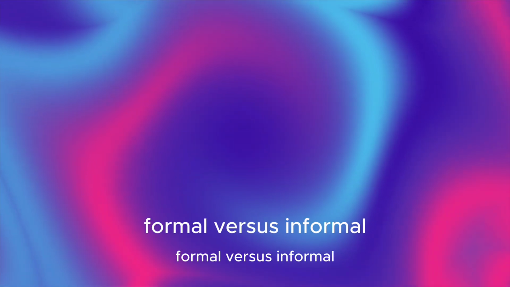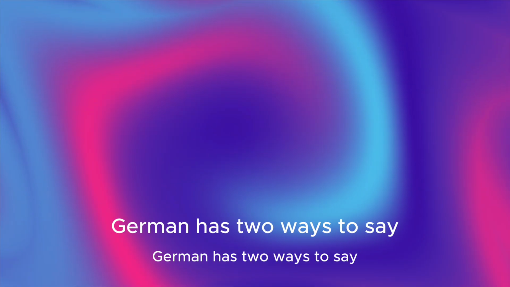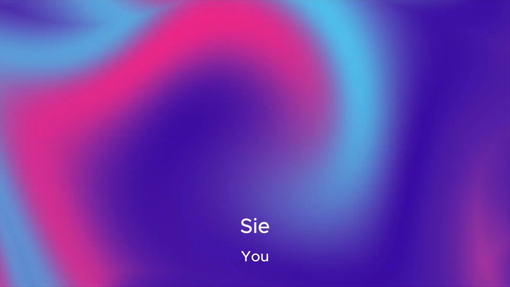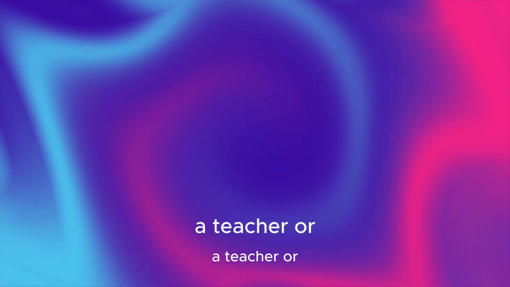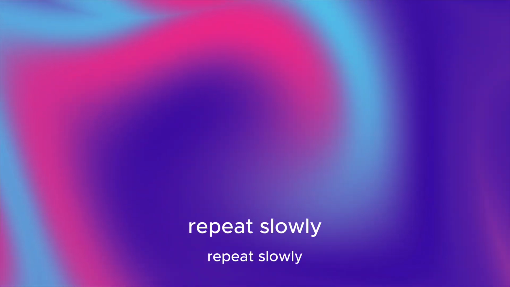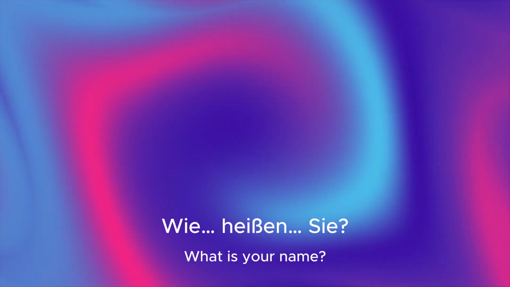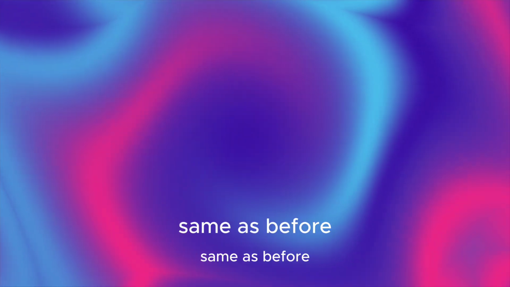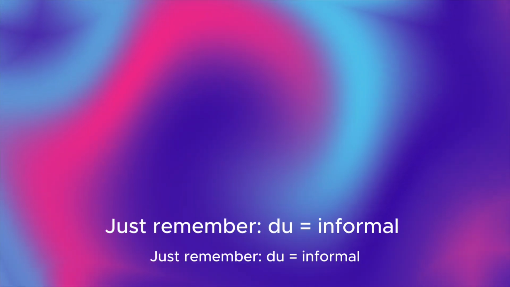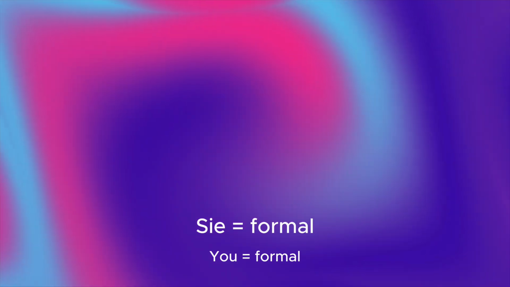Section 2. Formal versus informal. Now, German has two ways to say you. Du, informal. Sie, formal. If you're speaking to a stranger, a teacher, or someone older, you should say, "Wie heißen Sie?" Notice the change. Repeat slowly. Wie heißen Sie? And to answer formally, ich heiße, same as before. Simple, right? Just remember, du equals informal, Sie equals formal.